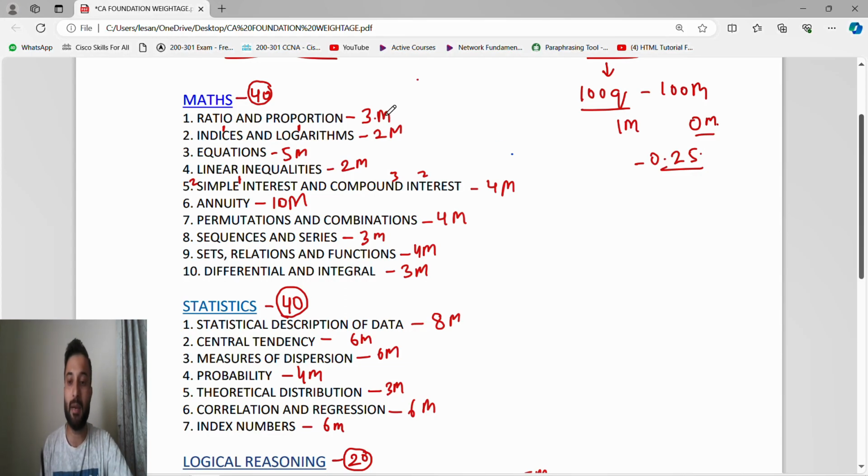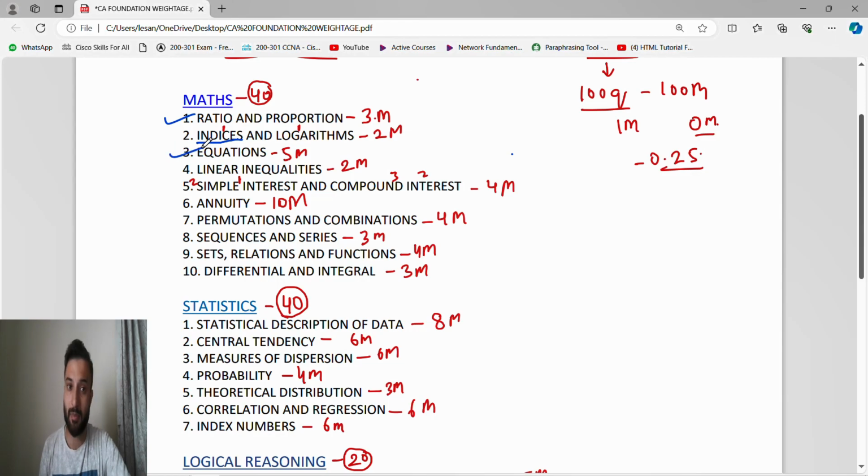First priority chapters are those in which they will ask the questions directly. They won't twist the question or mix up the question. They are going to ask directly, whatever I am doing. So the first priority is ratio and proportion from mathematics. In this, only indices, no logarithm, because logarithm is a little bit difficult. Only indices.